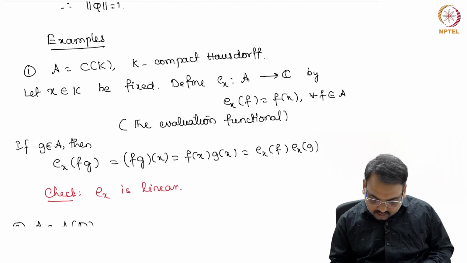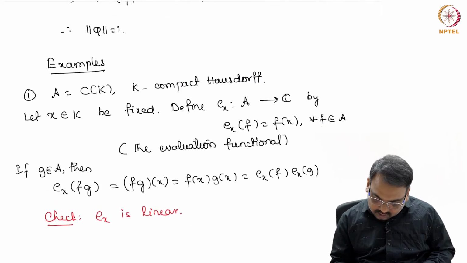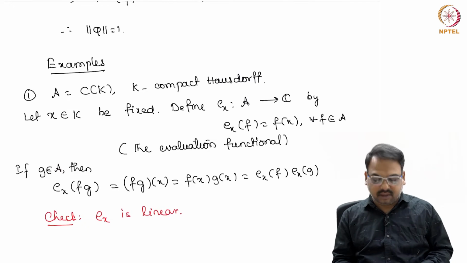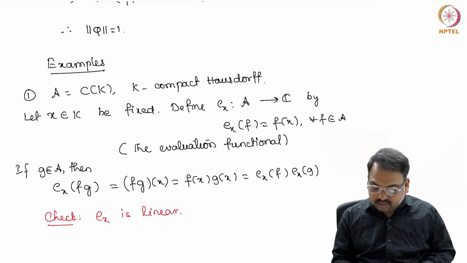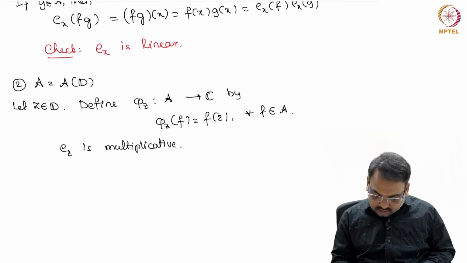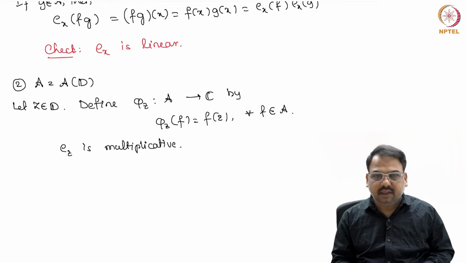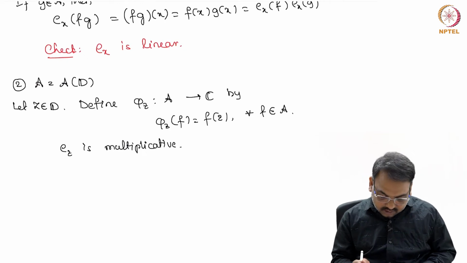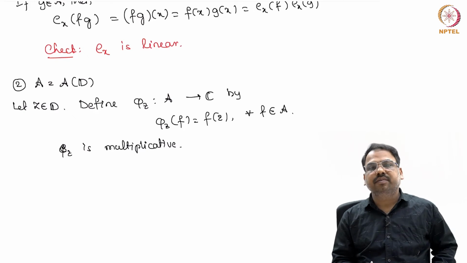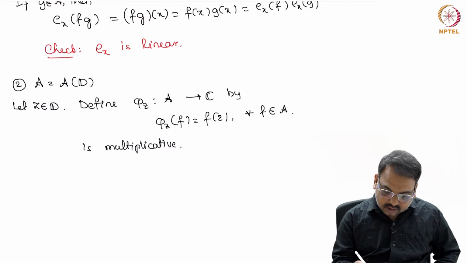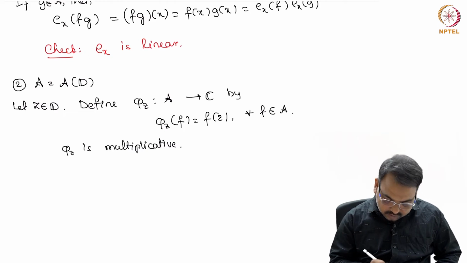As in the earlier case, we can show that these are the only multiplicative linear functionals. That means if you take any multiplicative linear functional on C(K), it is given by point evaluation. Similarly, in this case it is slightly different. You can show that whenever you take z in the closure of D, then phi suffix z is multiplicative, and we can also show that all the multiplicative functionals are of this form.